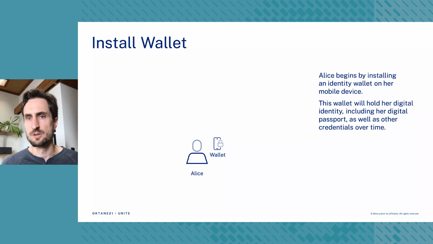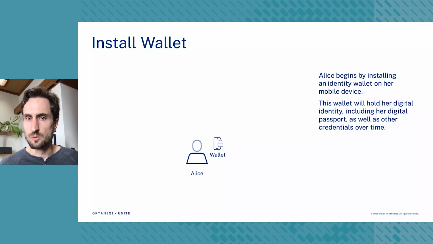If Alice uses multiple devices, she can install a wallet on each of them so that her data is synchronized and accessible from whatever device she is using. This identity wallet will hold her digital passport, as well as the keys and other secrets needed in order to prove and confirm her identity.